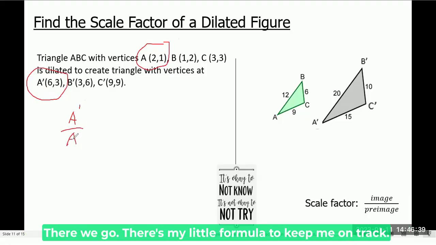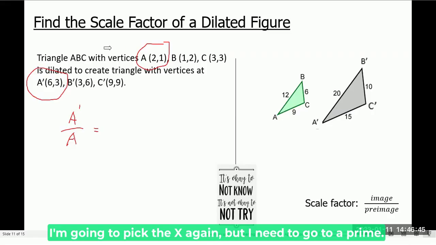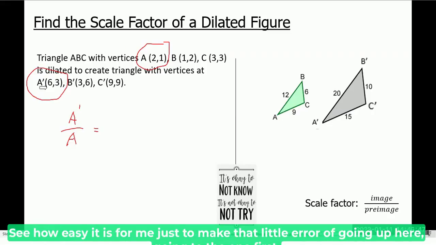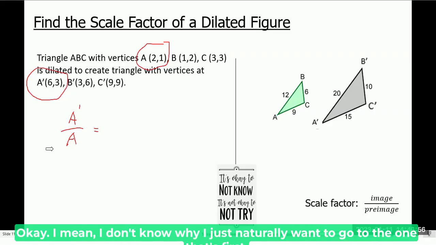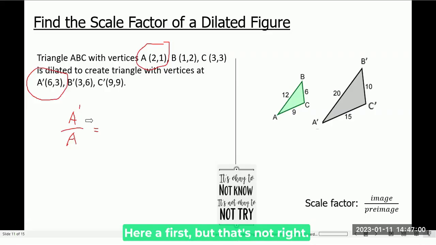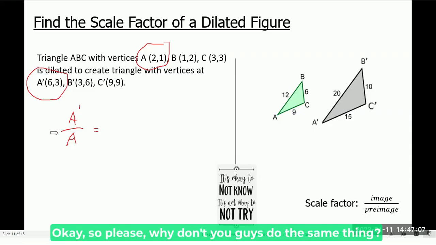Okay, so there we go. There's my little formula to keep me on track. And why not just be consistent? I'm going to pick the X again, but I need to go to A prime. See how easy it is for me just to make that little error of going up here, going to the one first. This is what's keeping me in check. I just naturally want to go to the one that's first here, A first, but that's not right. I'm so glad I wrote this down to keep me from making that mistake. So please, why don't you guys do the same thing?